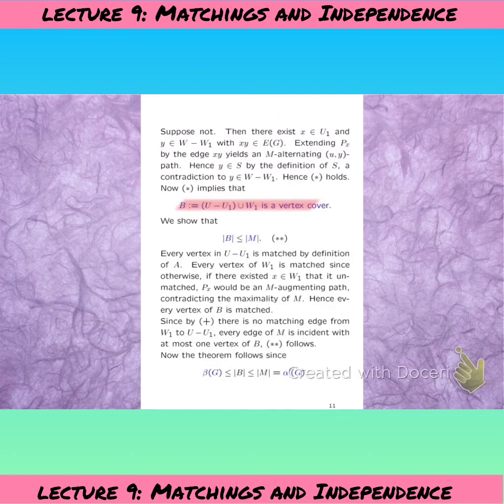if we can then prove that the cardinality of B, which is a vertex cover, is at most the cardinality of M, then we basically have that because B is a vertex cover, this is true. This is at most the cardinality of M, and that will be at most the cardinality of alpha prime of G. Right, so we just need to quickly see why that is the case.